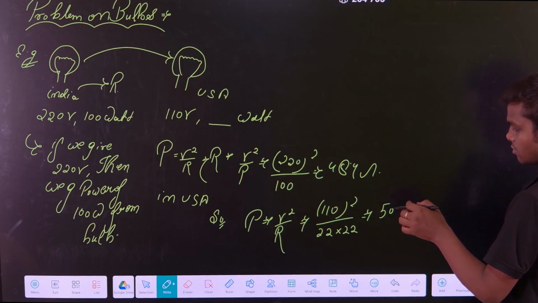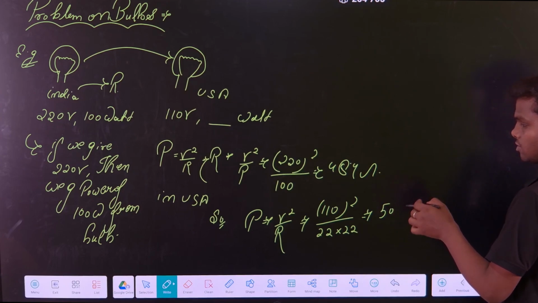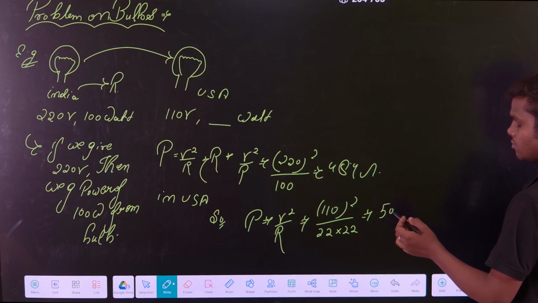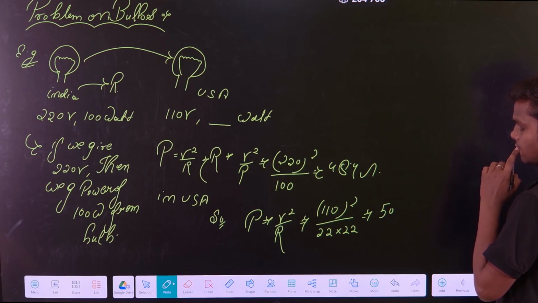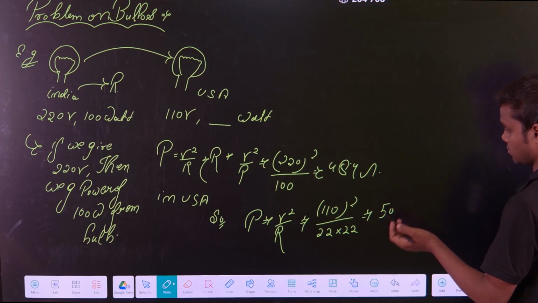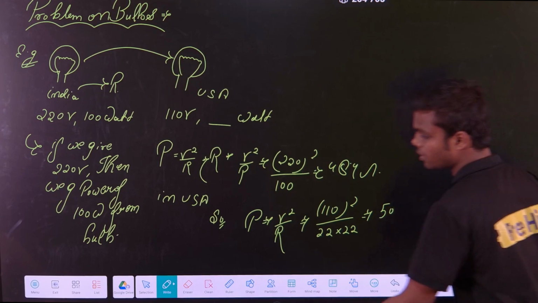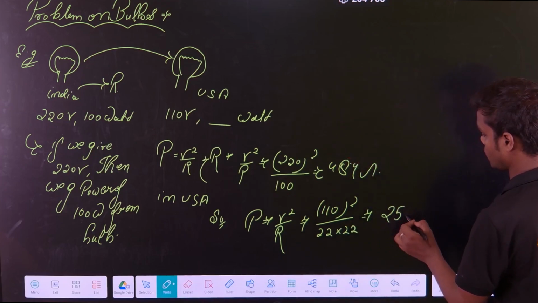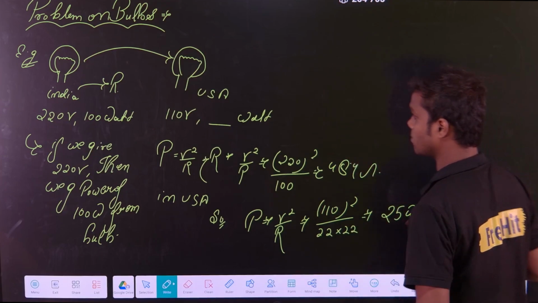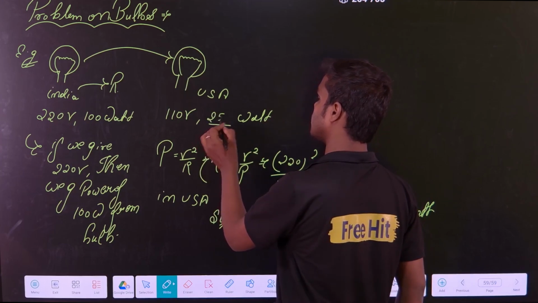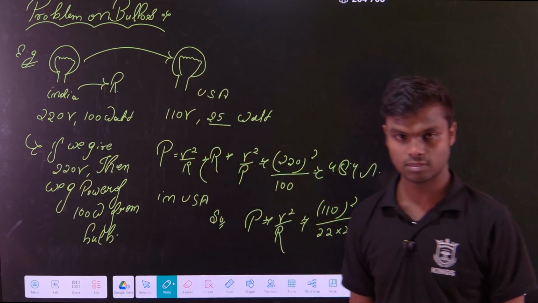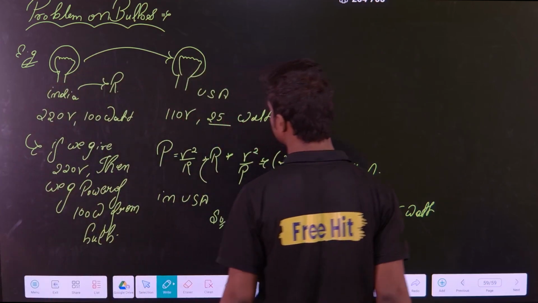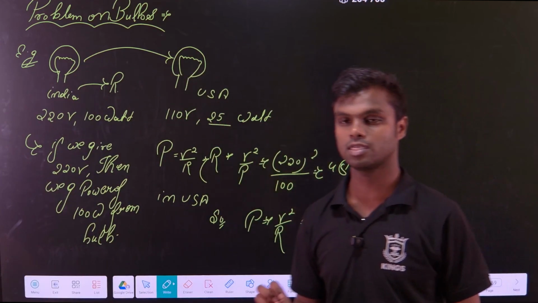I'm doing it correct or not? Yeah. No, not 50. Sorry, it will be 25 watt. So you can see the power becomes 25 watt, which means the power is reduced. So that is a basic concept. I have given you the basic example so that you can understand all the concepts regarding a bulb.